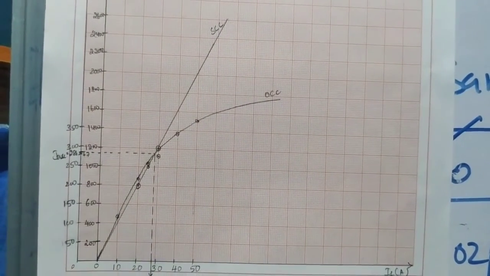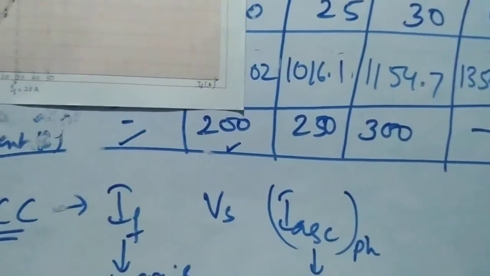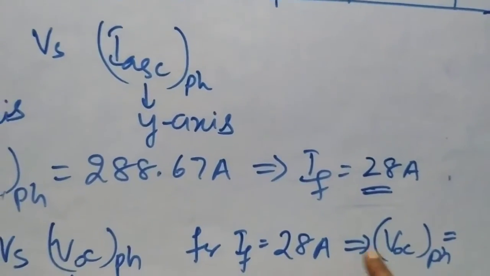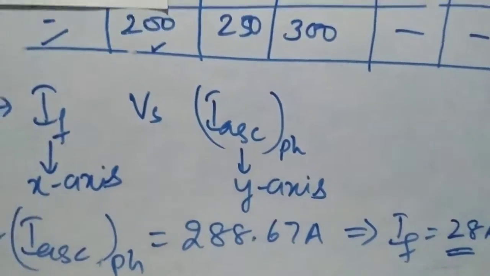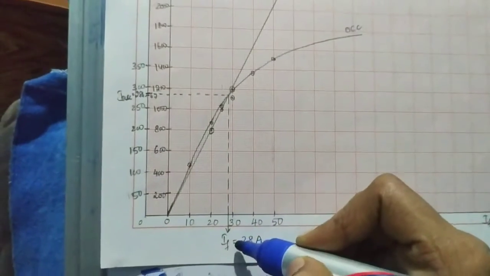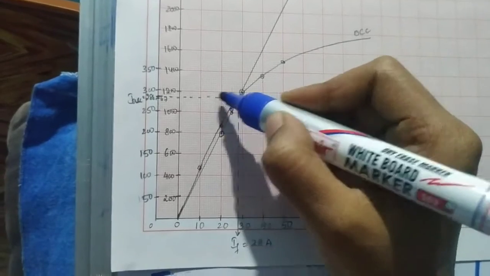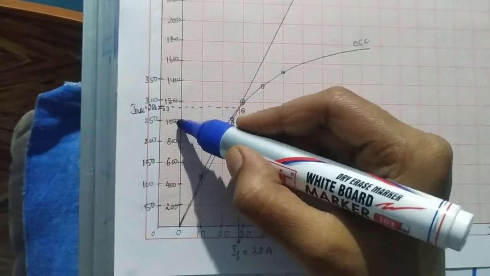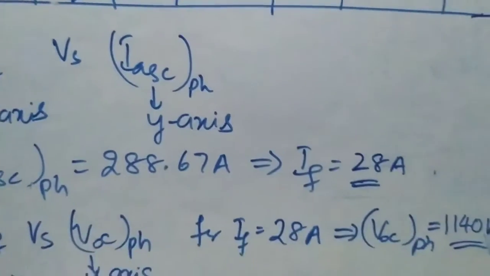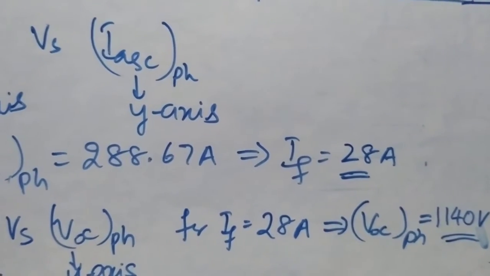This is how we have plotted the open circuit characteristics. Our aim is to get the corresponding value of the VOC phase for the 28 ampere field current. You can see here for 28 amps, the point which intersects with the OCC gives VOC phase of around 1140 volts. So this is VOC phase.